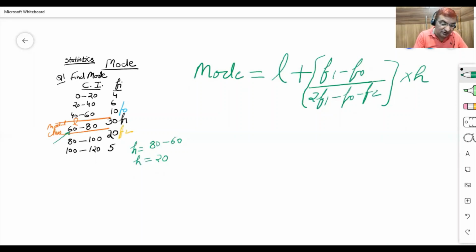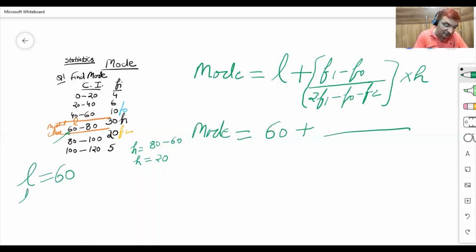Now for calculation of mode, we'll write first of all mode is equal to. Now just observe, I have already told you here the lower limit was 60. So value of L will be written as 60. And three different values I had already told you. The three different values were F1 which is 30, F0 which is 10, and F2 which is 20. So value of all these three will be certainly substituted right here.